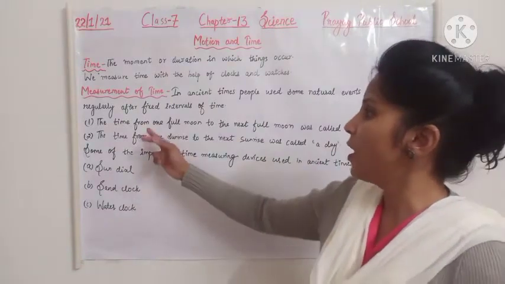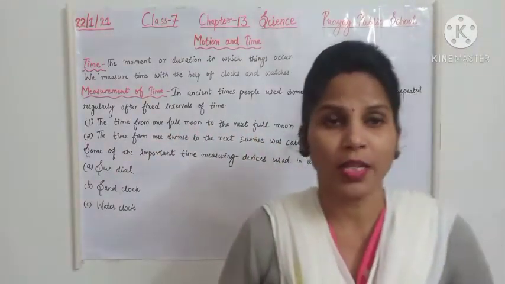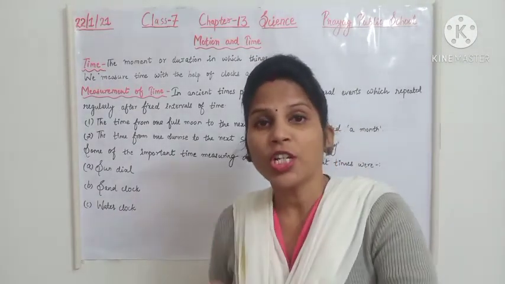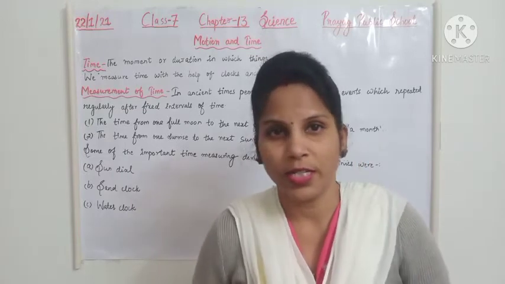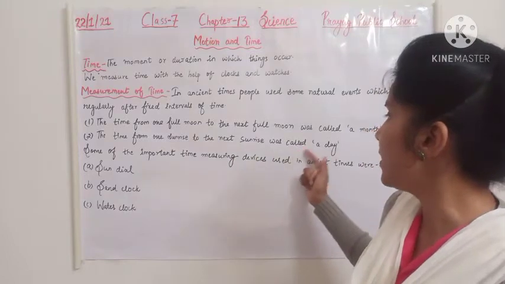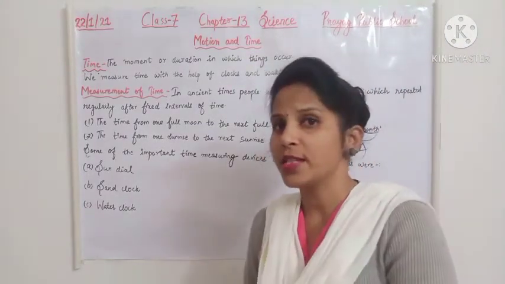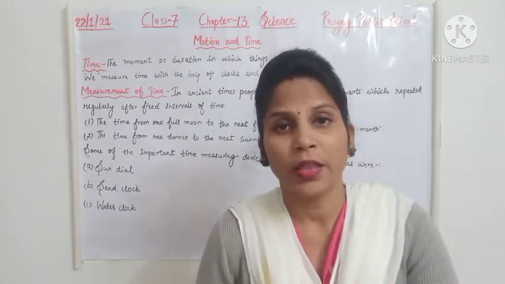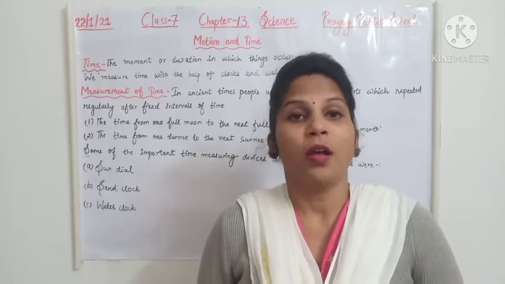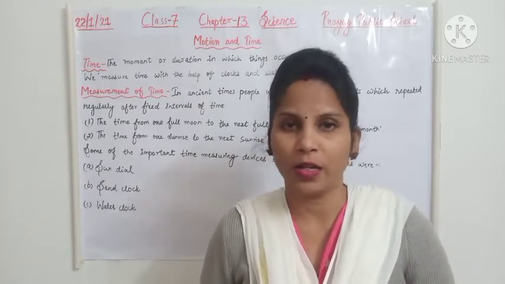The first one is the time from one full moon to the next full moon, which was called a month. एक full moon से दूसरे full moon तक जो duration होता था उसको 1 month count किया जाता था, right? Then the time from one sunrise to the next sunrise was called a day. और one sunrise से लेके next sunrise तक का जो time duration होता था, that was called a day. So in earlier times people used to measure or calculate the time with the help of the moon and sunrise.